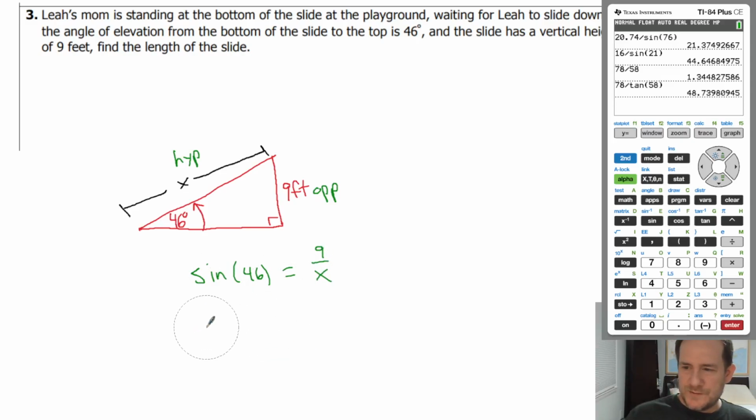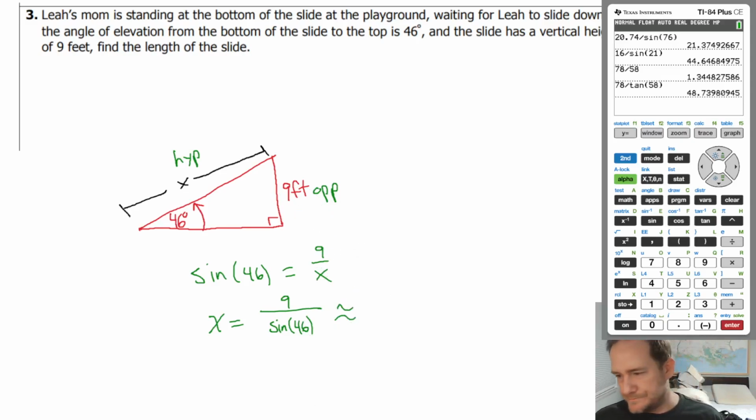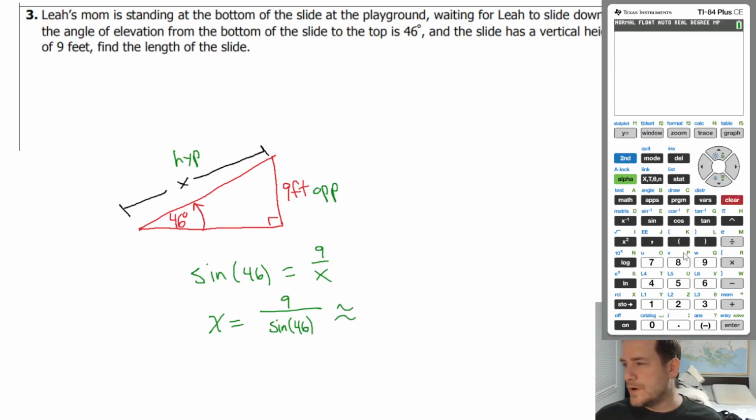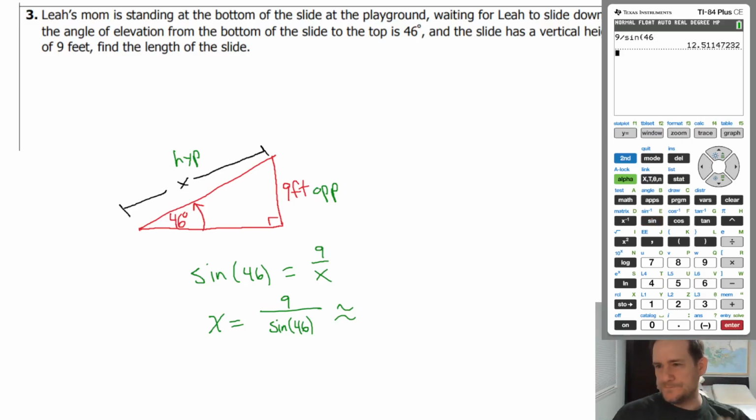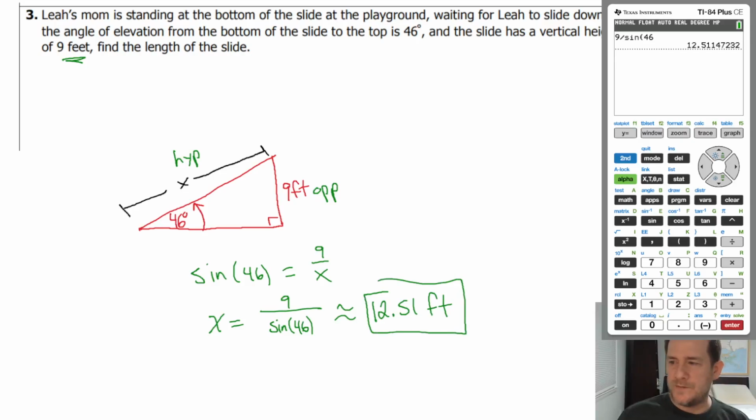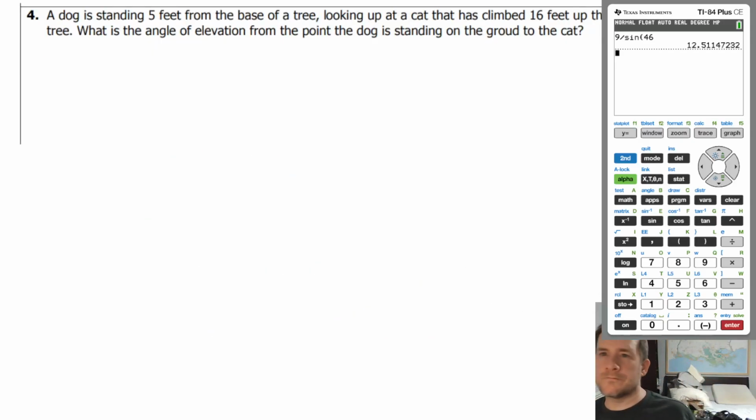If you cross multiply, you get x times the sine of 46, but then you have to divide by the sine of 46. So x is going to end up equaling 9 divided by sine of 46, which is approximately 12.51. And that's feet. Everything's feet. That's not true, we saw meters a couple of times. All right, that's 3.